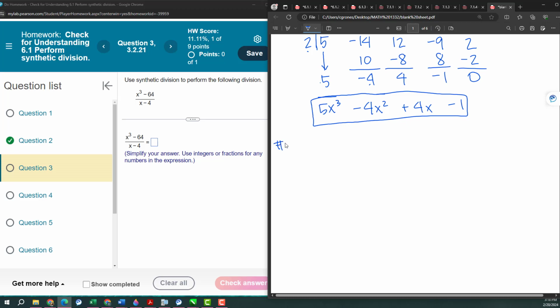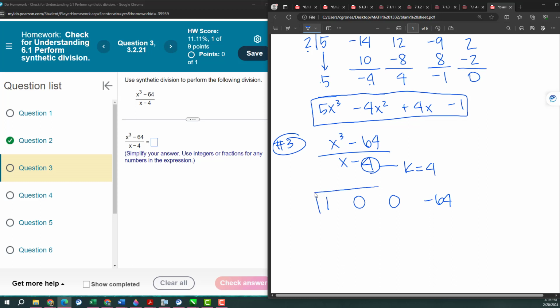So we have x cubed minus 64 divided by x minus 4. So our k is already, our form in our denominator is already x minus k. So in this case, k equals 4. And we can bring our numbers down. I have 1x cubed, so I'm just going to have a positive 1. We have nothing for x squared, and we have nothing for x. And then we have negative 64 at the end. And our k equals 4.